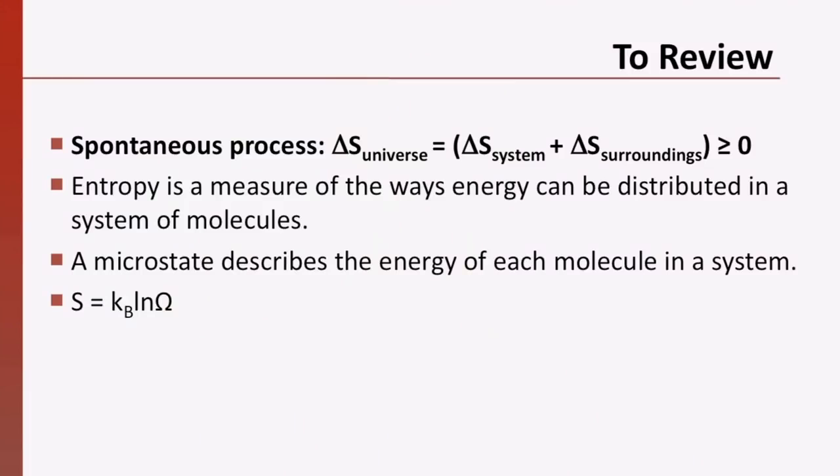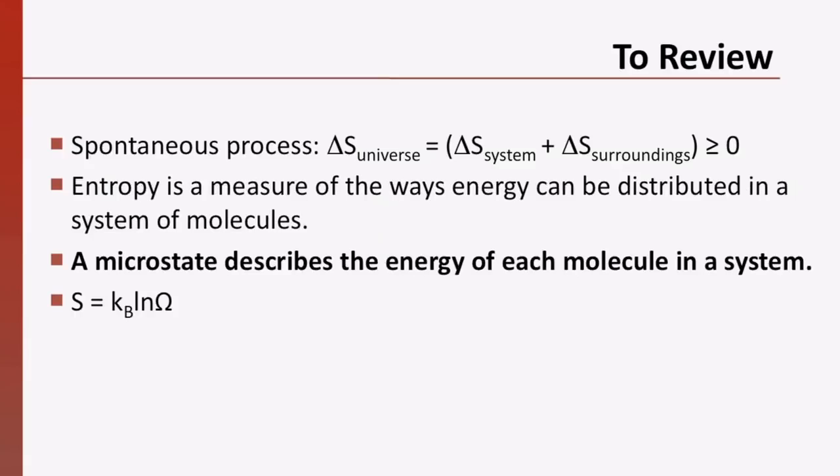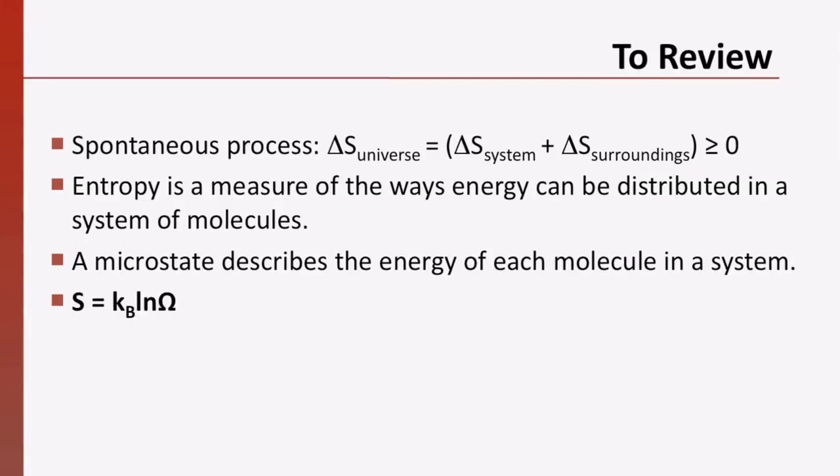To review, for a process to proceed spontaneously, the total entropy change for a system and its surroundings must be positive. Entropy measures the number of possible ways energy can be distributed in a system of molecules. A microstate is an instantaneous catalog that describes the energy of each molecule in a system. Because molecules are constantly interacting and exchanging energy, this description constantly needs to be revised. A large system has a large number of possible microstates. As we saw with the Boltzmann equation, entropy is proportional to the number of microstates.